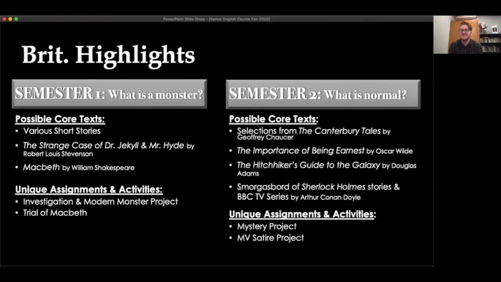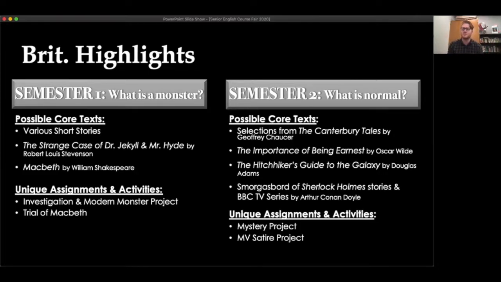Semester two is the complete opposite of semester one. Semester one's all about monsters and difference and what's outside of culture. And so we flip that entirely on its head in semester two when we question: what is normal? What do we consider part of everyday life, and how do we critique that? It's also the complete opposite because unlike the first semester with all these scary stories about murder and awful people, in second semester we look at satire and humor. So it's actually a very humorous semester.